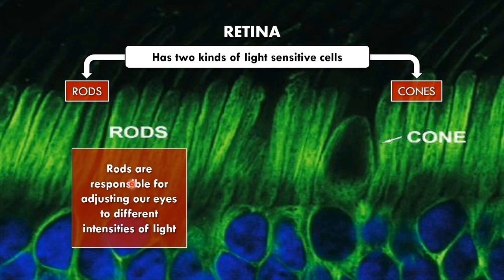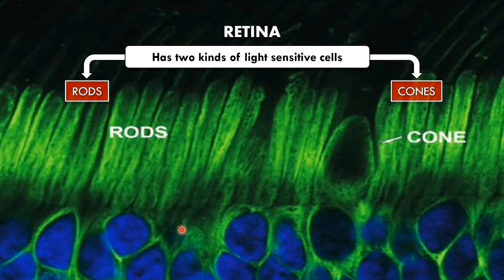আৰু এই rod cells বোৰ আমাৰ আইজে লাইটৰ বেলেগ ইন্টেন্সিটিত এডজাস্ট কৰিবৰ কাৰণে ৰেসপন্সিবল. So তোমালোকৰ এক্সামত হয়তো আহিব পাৰে rodsৰ ফাংচনটো কি বা rods are responsible for what. So you have to write rods are responsible for adjusting our eyes to different intensities of light. I hope you all understood.